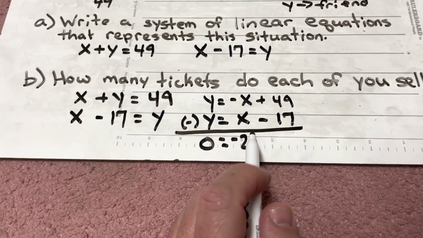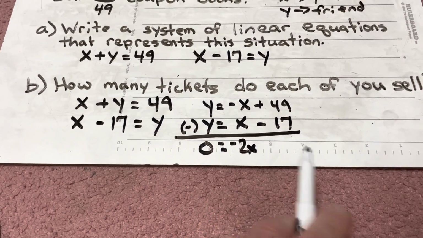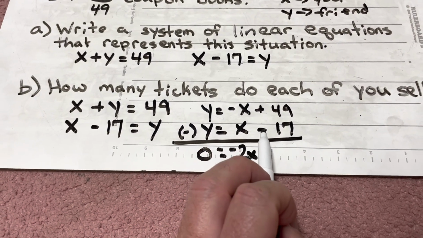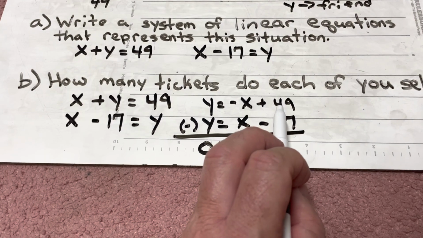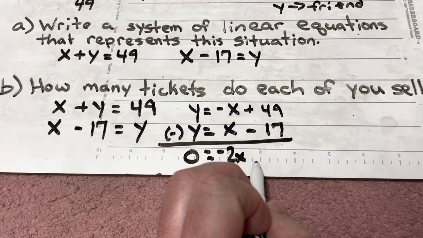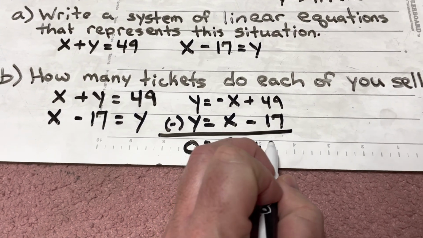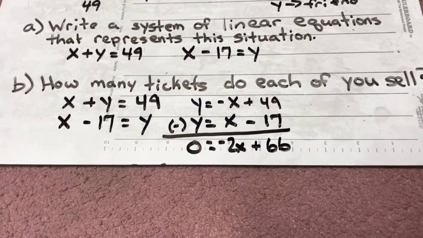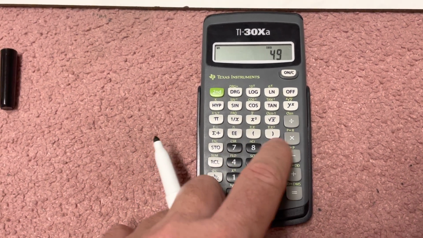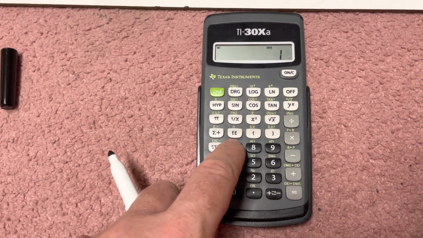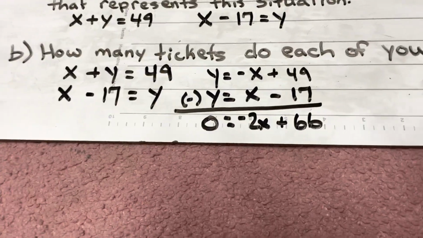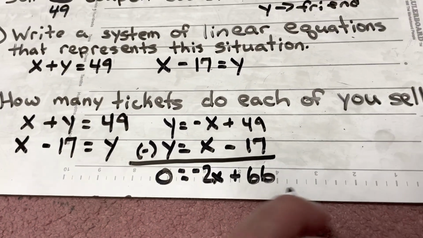Now, my apologies for the confusion here. I realize what I did. I put an equal sign there. So when we have a positive 49 minus a negative 17, that's going to end up being a plus 66. Because if I go into my calculator and I have 49 minus 17 negative, that's going to equal plus 66. So I have negative 2x plus 66 equals 0.